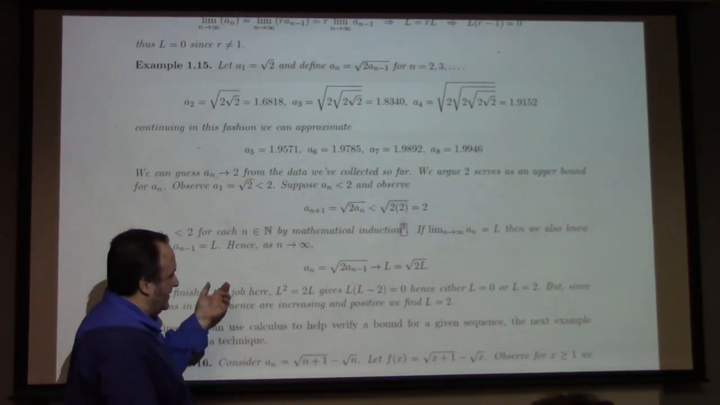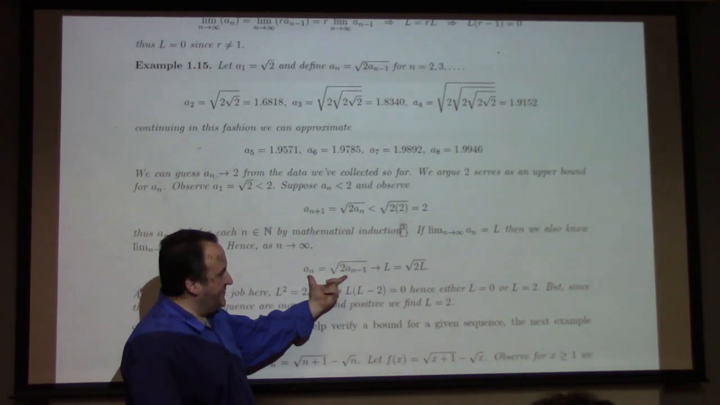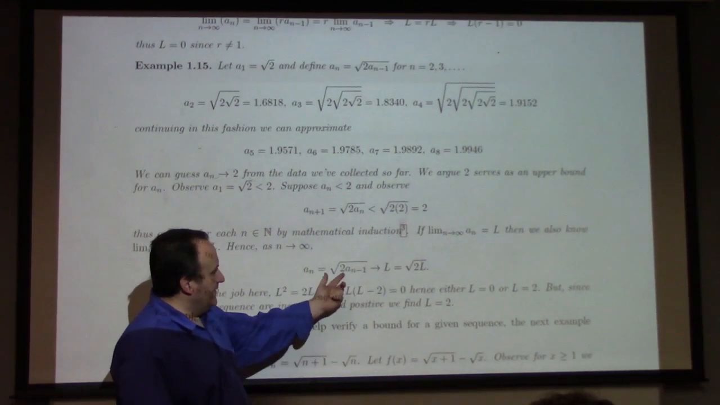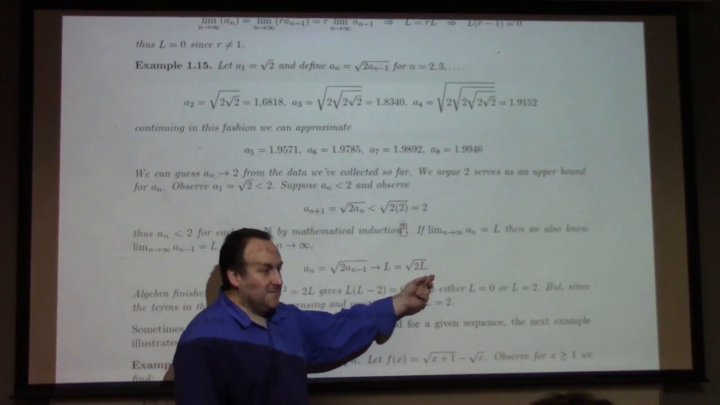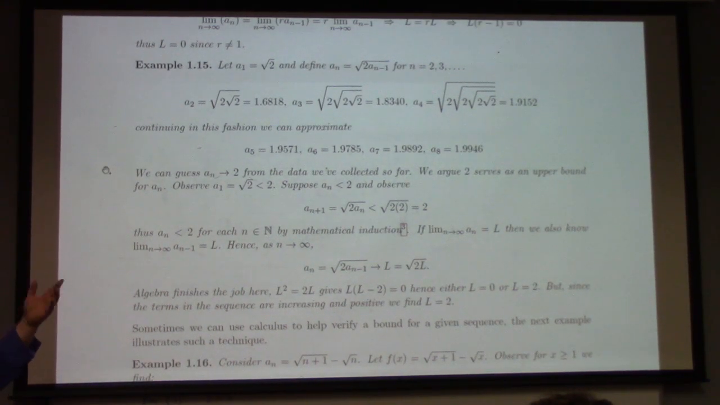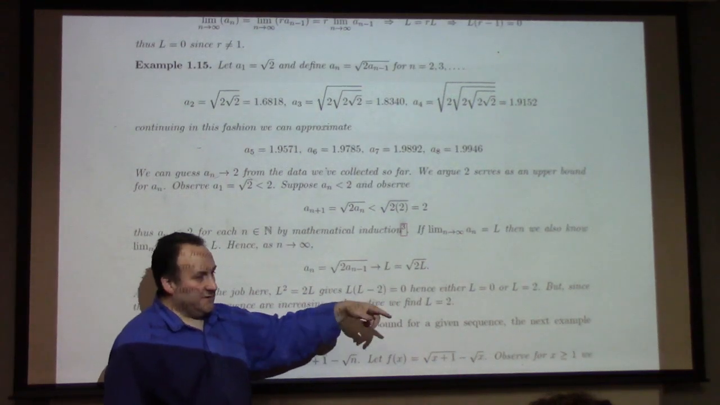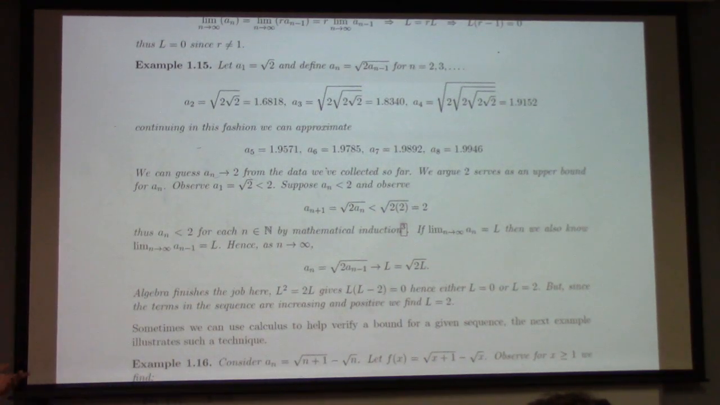So there's a lot of different things going on here. This is the recursive relation, right? And if you take the limit as n goes to infinity, what happens? This goes to L, and this goes to the square root of 2L. And then you can solve for the limit, even though we don't have a formula. If you do that, you get L times (L minus 2) equal to 0, right? So either L is equal to 0 or L is equal to 2, but obviously the terms of the sequence are increasing, which disallows 0 being the limit. That forces us to conclude the limit is 2.